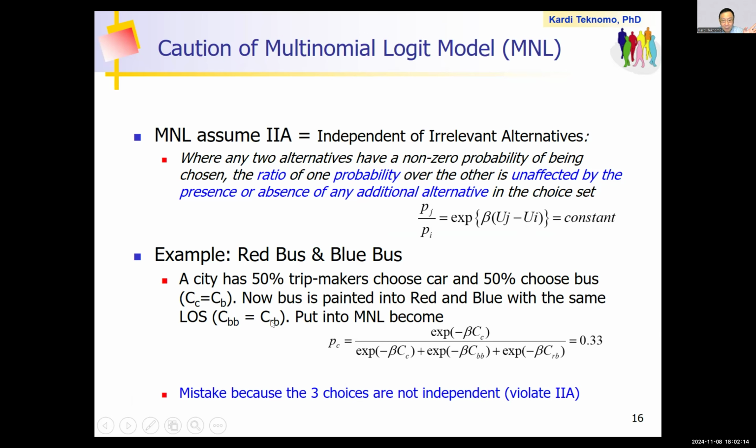So if you put it into a multinomial logit model, because you put it exactly the same, you will get one third, which is incorrect, right? Because they are actually 50% bus and 50% car. You understand? So it is a mistake because the three choices are not independent. This violates the independence of irrelevant alternatives condition. Your categories must be independent from each other.